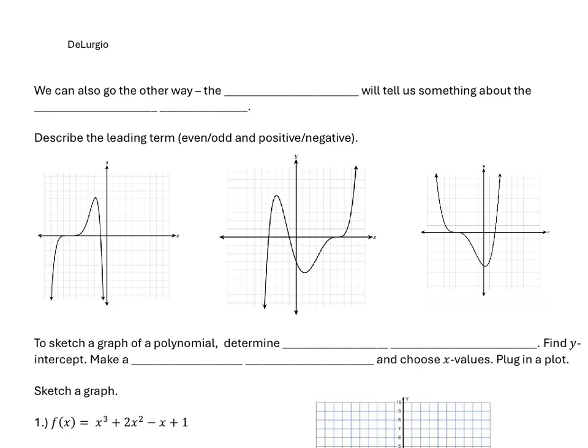So we can start from our function and talk about the end behavior, or we can look at the graph. If you look at the graph, you should be able to tell me about the leading term. So is it negative? Is it positive? Is the degree even or odd? By looking at the graph.